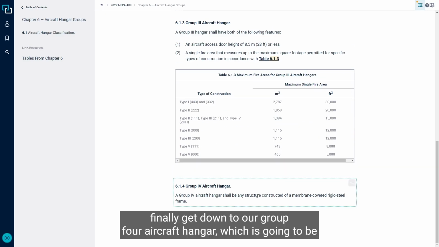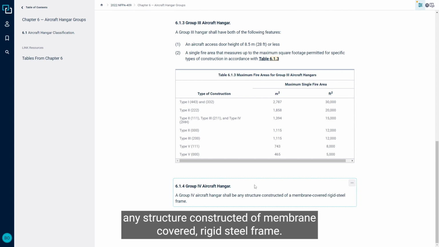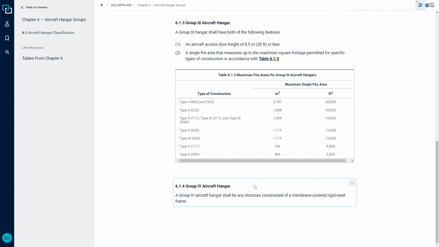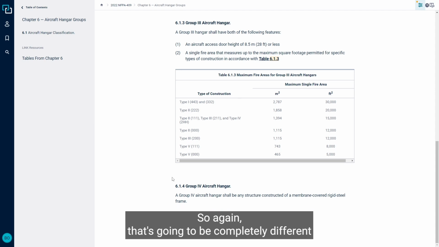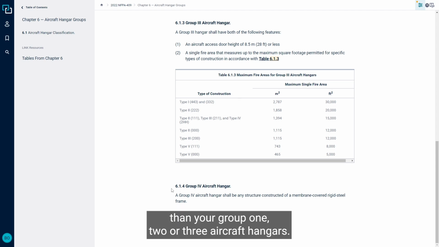And we finally get down to our Group 4 aircraft hangar, which is going to be any structure constructed of membrane covered rigid steel frame. So again, that's going to be completely different than your Group 1, 2, or 3 aircraft hangars.